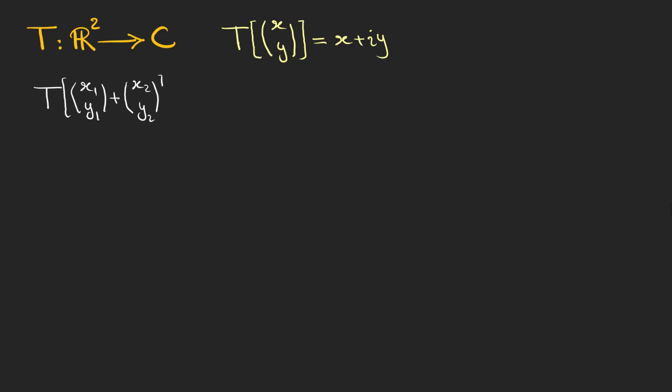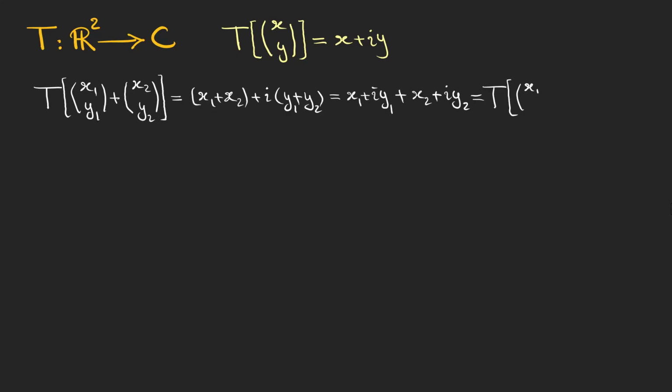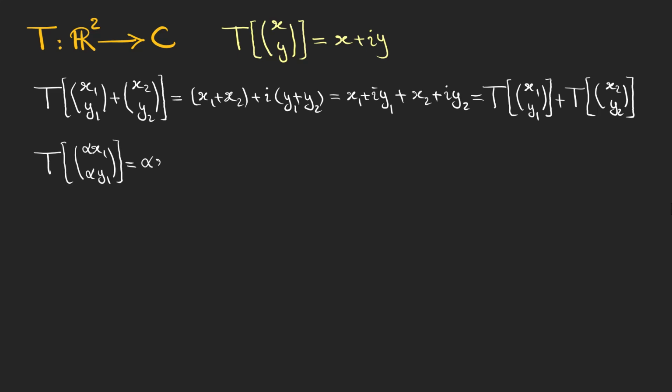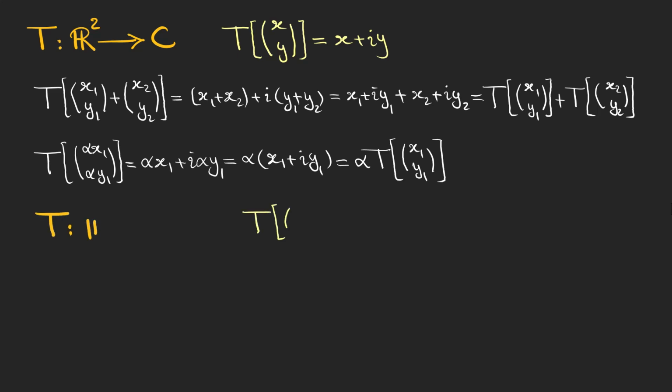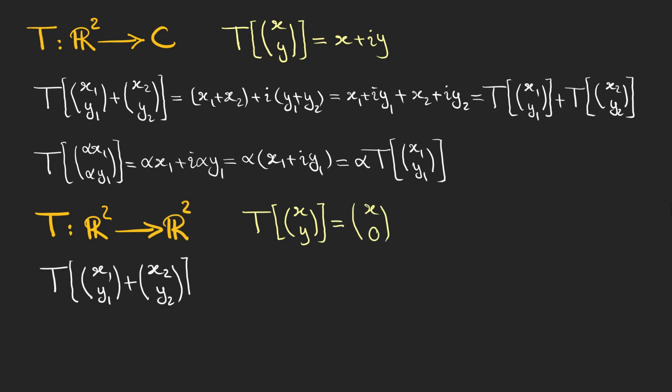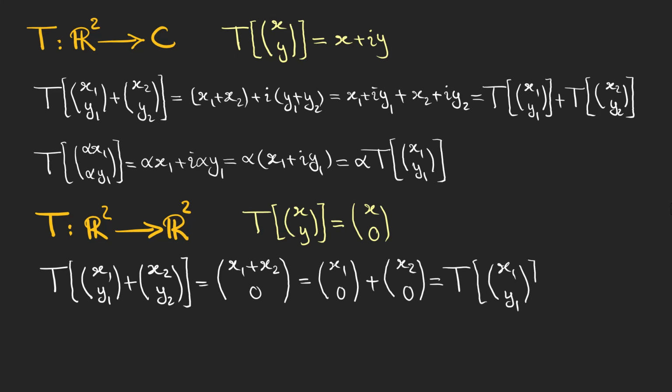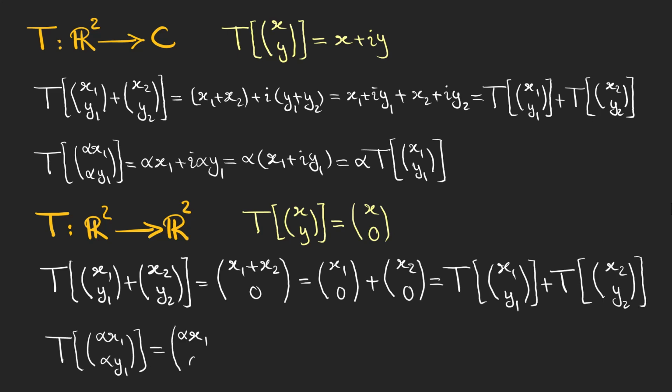So if we add two vectors and then change them to a complex number, it is exactly like transforming two vectors to two complex numbers and then adding them. Also, if we scale a vector and then transform it into a complex number, it is exactly like transforming the vector into a complex number and then scaling it. Another example is projection of a 2D vector on the x-axis. As you can see, projection on the x-axis preserves vector addition and also a scalar multiplication, which means that projection of a vector on the x-axis is a linear transformation.